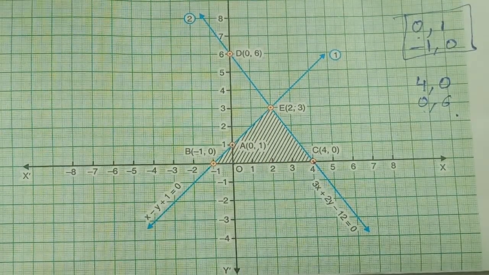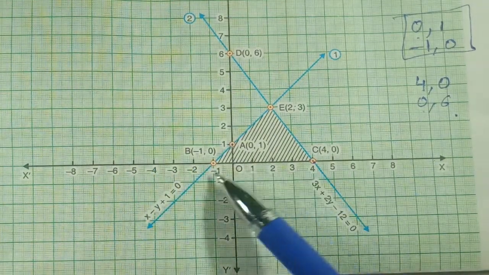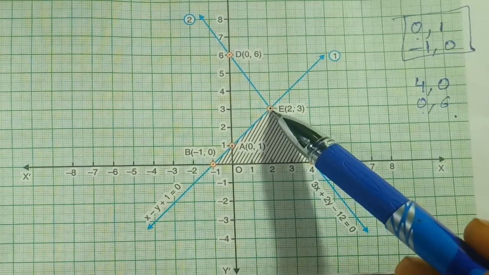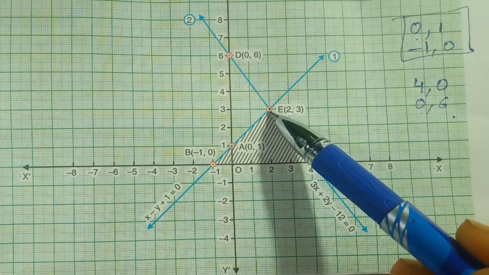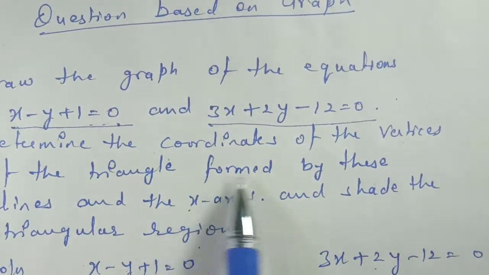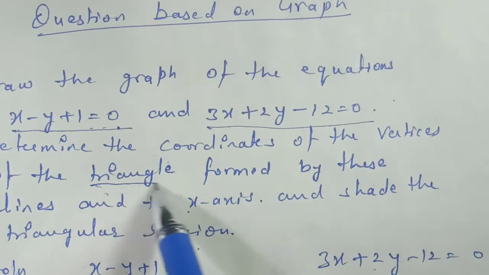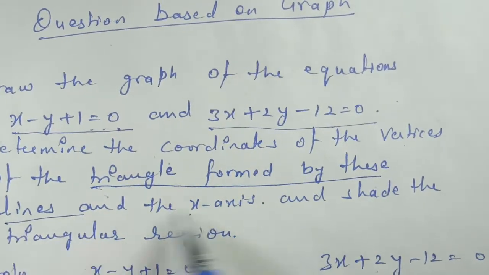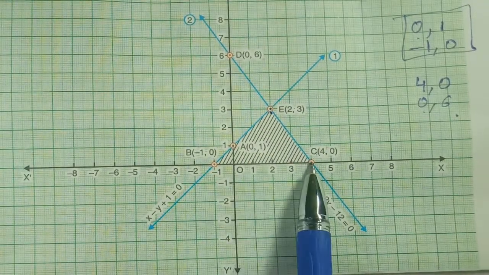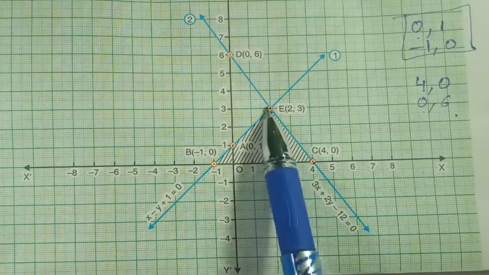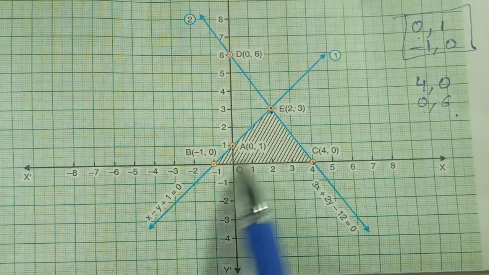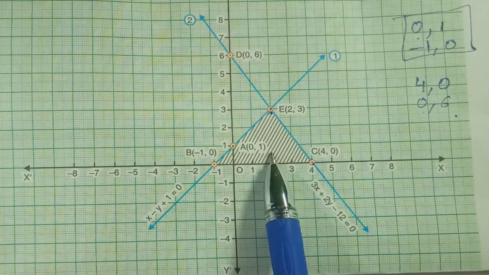Now these two lines are intersecting each other at which point? Here both of them are intersecting. Now what the question says: determine the coordinates of the vertices of the triangle formed. Now we have to identify the triangle formed by these lines and the x-axis. This is the x-axis and these are the two lines. So the triangle is over here. So this is the triangle. Shade this triangle. We have to tell the vertices of this triangle.